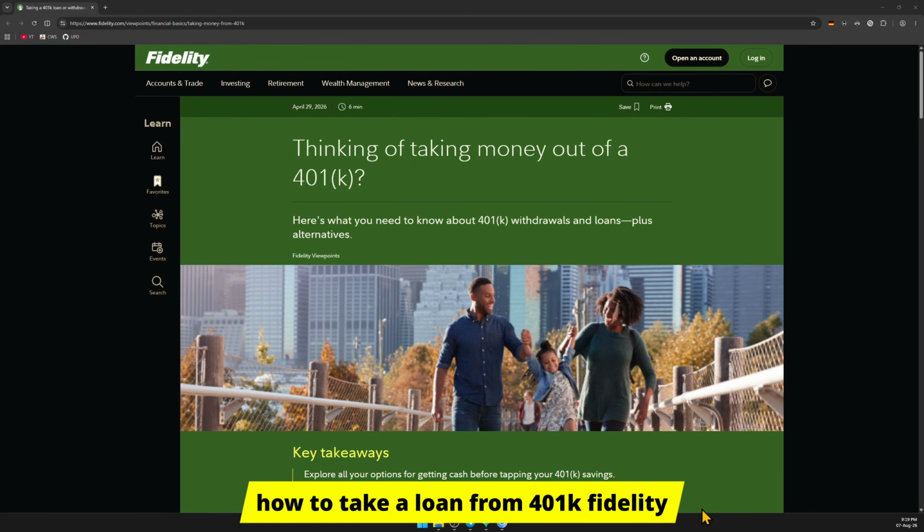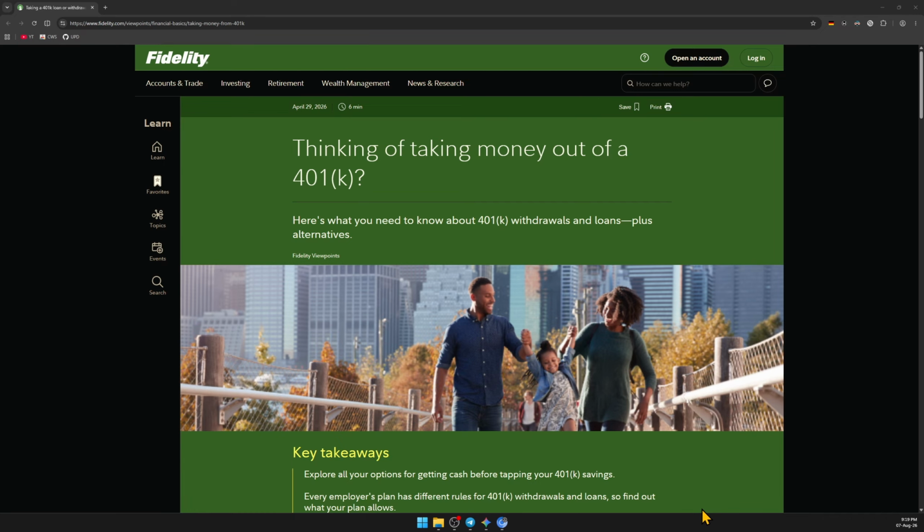Hey everyone, welcome. In this one we're talking about how to take a loan from your Fidelity 401k. So if you need quick access to cash and have a 401k, taking out a loan allows you to borrow against your own retirement savings without triggering taxes or early withdrawal penalties. Because you pay the interest back to yourself, it can be a great short-term solution.